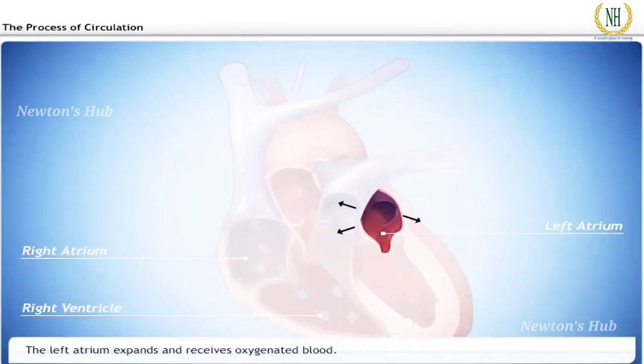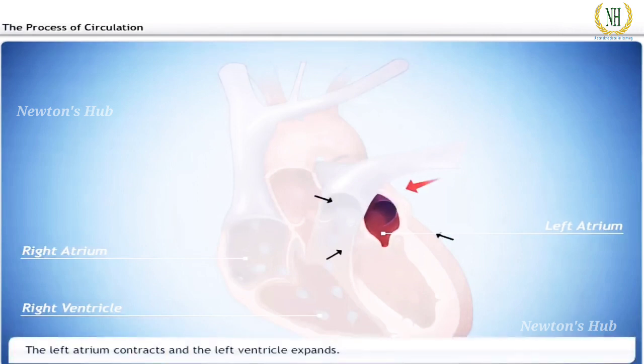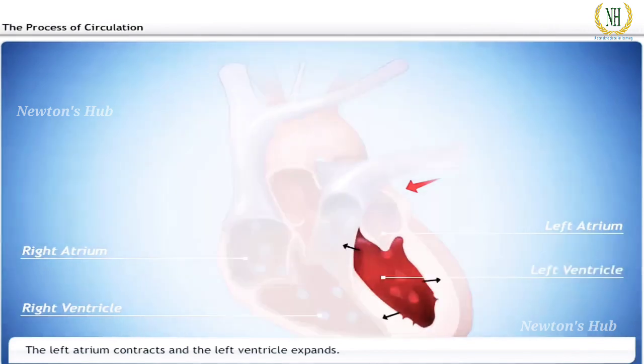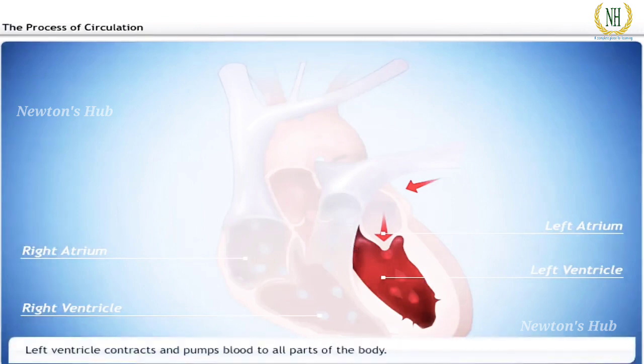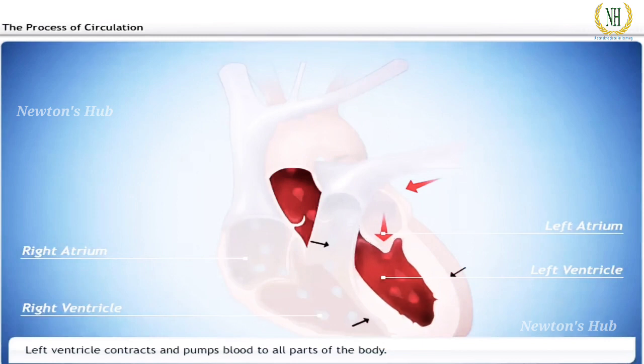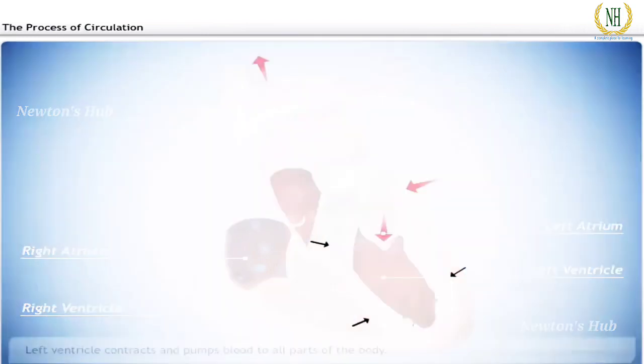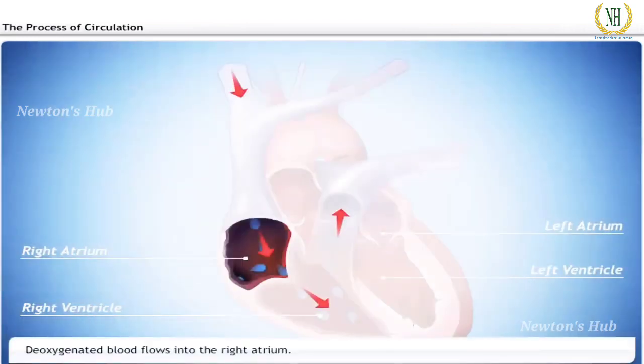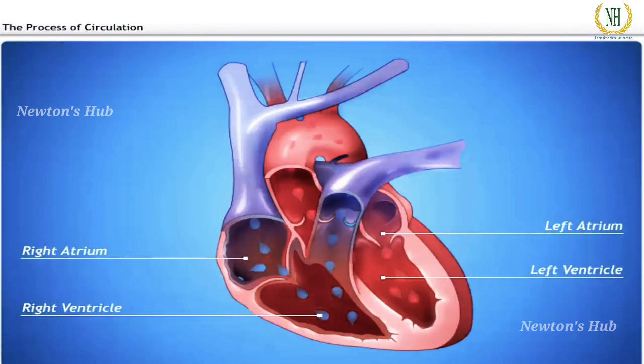The left atrium relaxes when it is collecting the blood from the lungs. It then contracts, while the left ventricle expands so that the blood is transferred to it. Now the muscular left ventricle contracts in order to pump blood to all parts of the body. Deoxygenated blood from different parts of the body flows into the right atrium of the heart once again. This is how the heart helps in the circulation of blood.